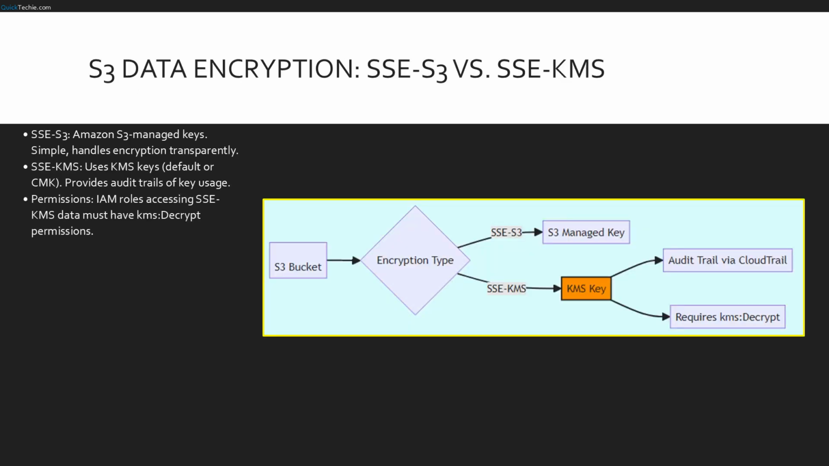Object storage in S3 has its own nuances. You generally choose between SSE-S3 and SSE-KMS. SSE-S3 uses keys managed entirely by S3. It's simple and transparent. SSE-KMS, however, uses KMS keys, either AWS managed or your CMK. The major advantage of SSE-KMS is the audit trail. CloudTrail logs every time a key is used to decrypt an object, providing visibility into data access.